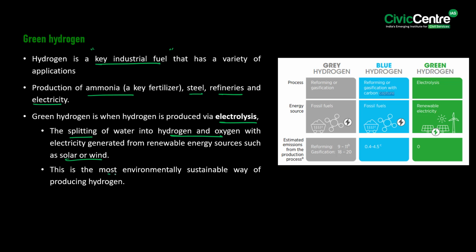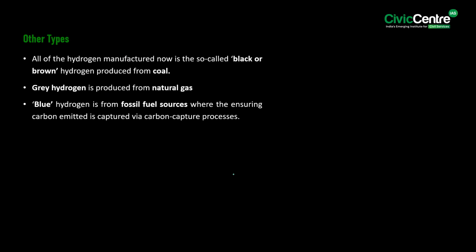Significantly, this is the most environmentally sustainable way of producing hydrogen. However, all of the hydrogen manufactured now is so-called black or brown hydrogen produced from coal. Furthermore, the grey hydrogen is produced from natural gas, while the blue hydrogen is from fossil fuel sources, where the carbon emitted is captured via carbon capture processes.